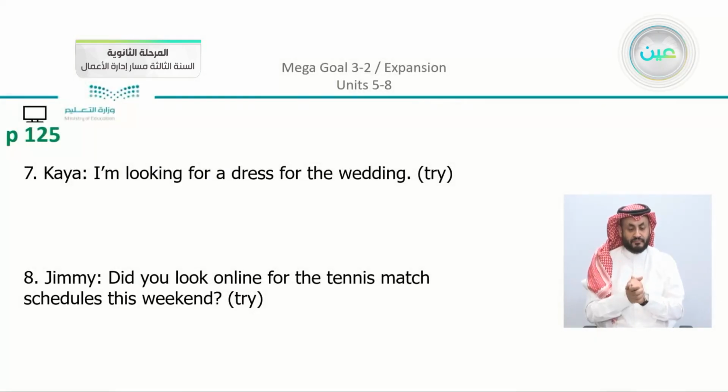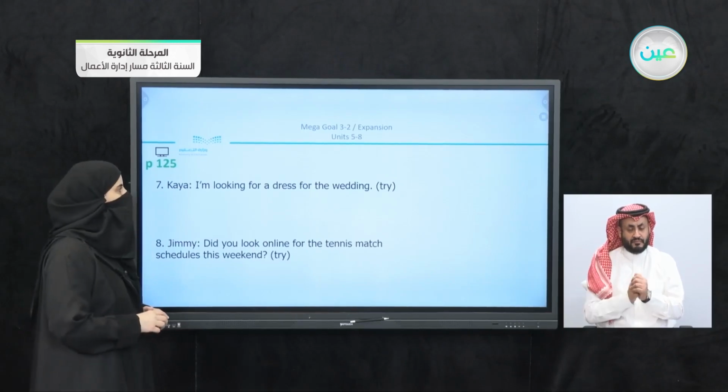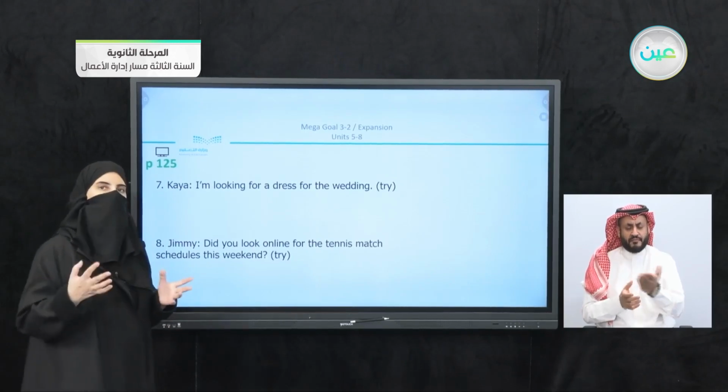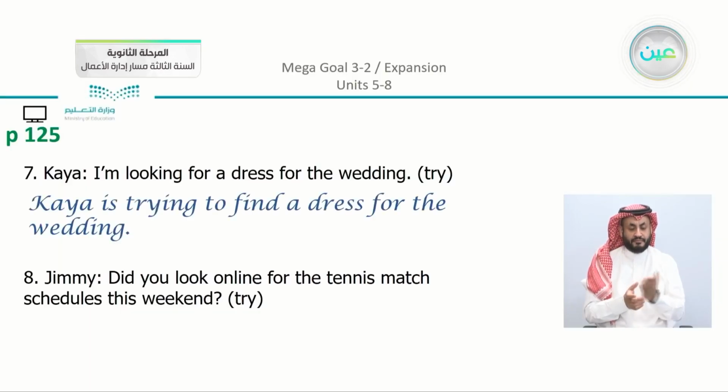Number 7, we have Kaya. Now she said here, I'm looking for a dress for the wedding and try. Now we have here, we can say that Kaya is trying to find, the infinitive, a dress for the wedding.